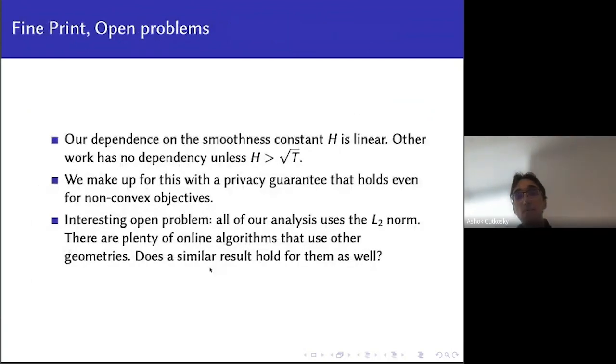Okay, so there are some caveats I would like to make sure everyone knows. First is that our dependence on the constant h is wrong. It's a little bit incorrect. We do have a silver lining for that, which is that our privacy guarantee does not require convexity, which is usually required by other SCO algorithms. And there is some open work here, which is to move beyond the L2 norm. This is very commonly done in online learning. We haven't really pushed our analysis to go to that setting for SCO yet.